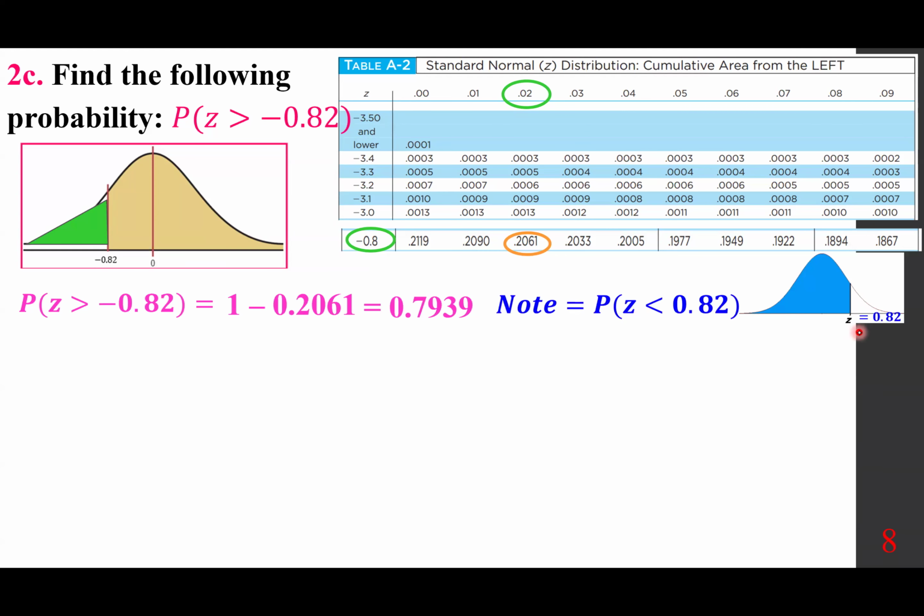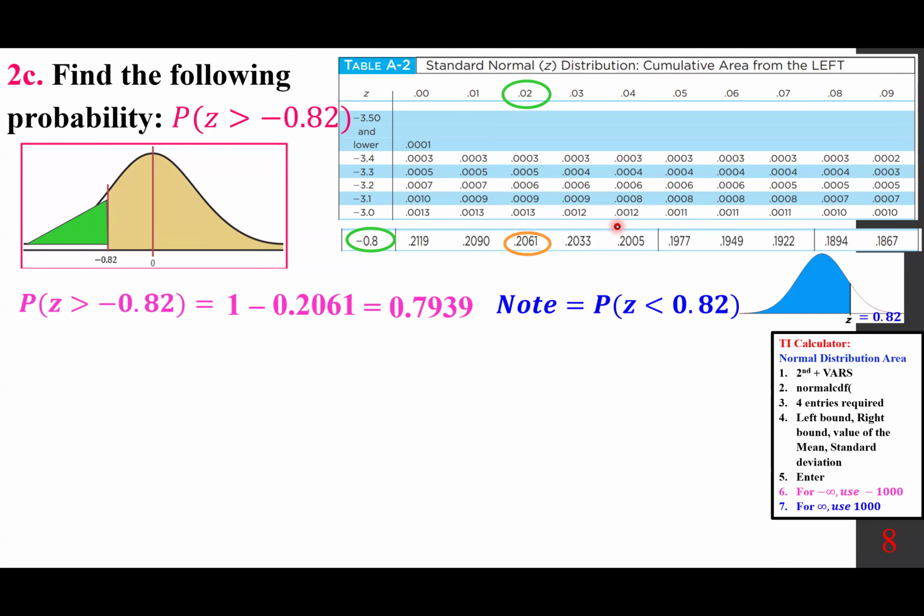Also, note over here, probability of z less than 0.82. In other words, if you go to z being a positive score, the area to the left of 0.82 and the area to the right of negative 0.82, these two are identical by symmetry. So it may be easier to read this from the positive z-values. This is by symmetry identical.